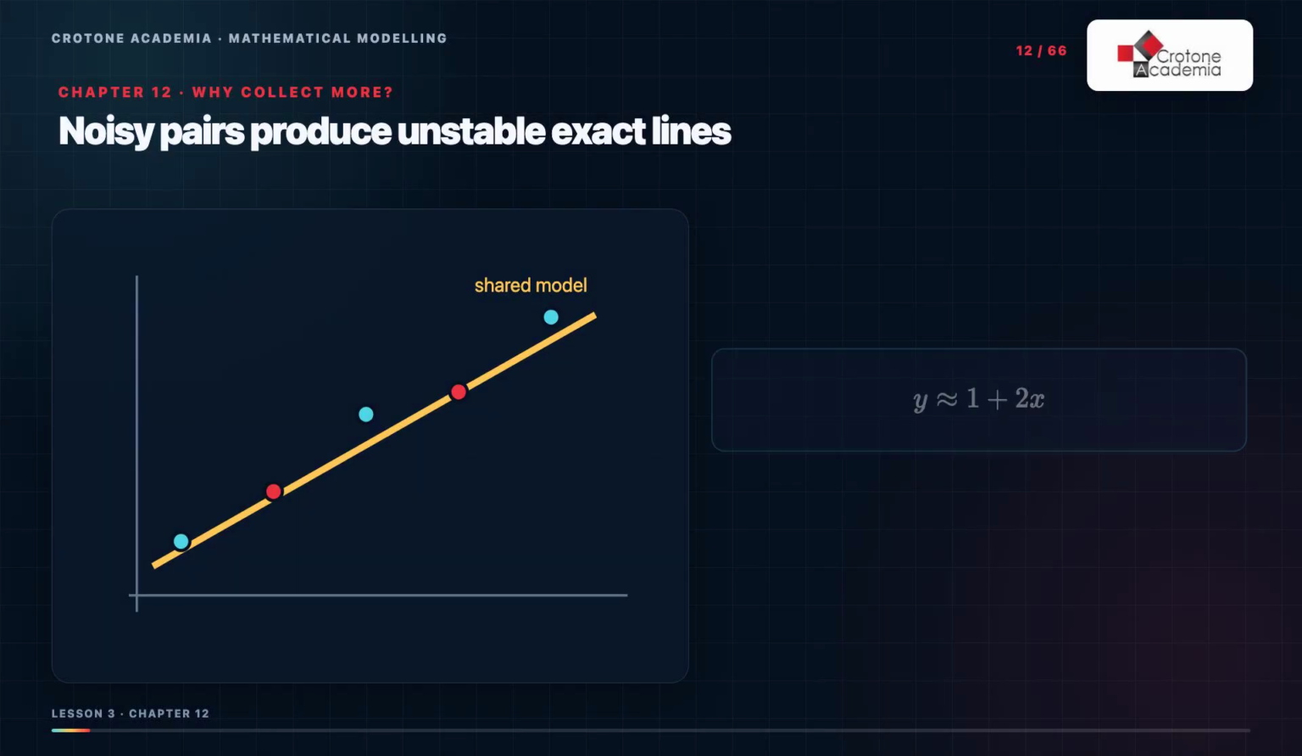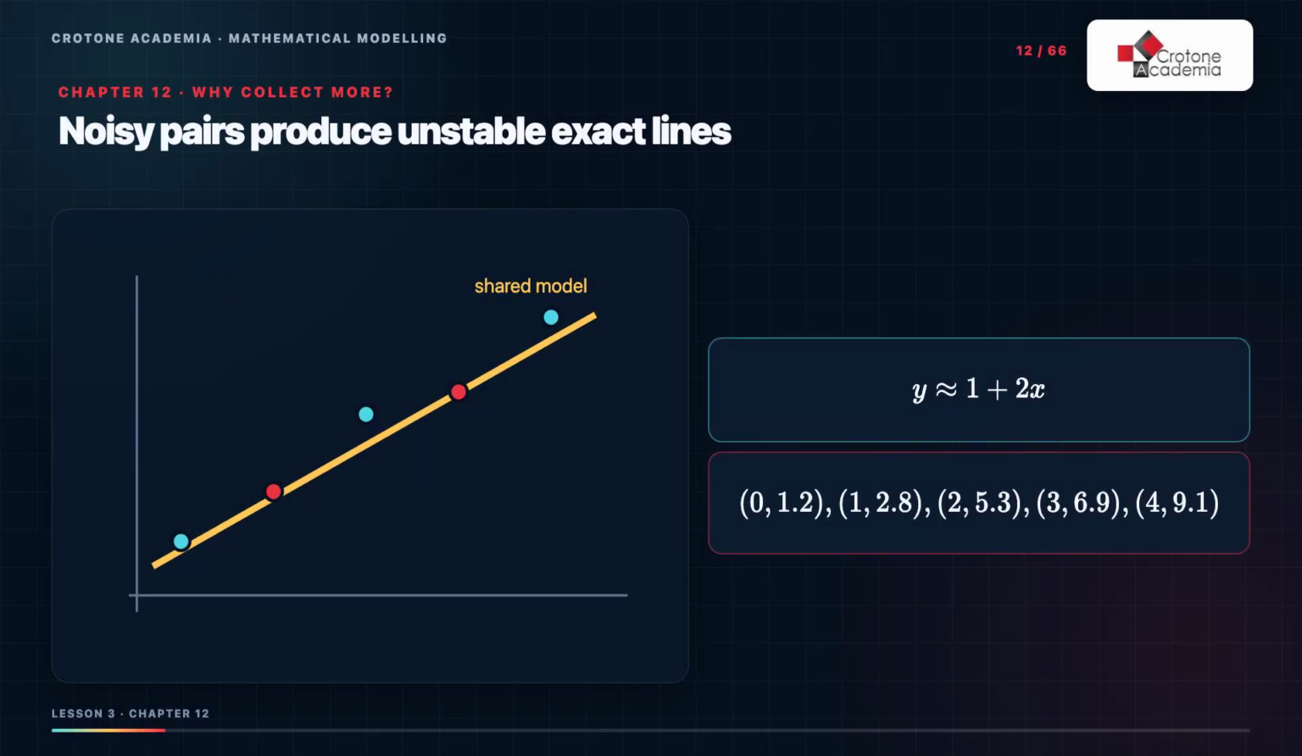With exact measurements, the minimum number of independent observations may be enough. With noise, trusting only the minimum is risky. Imagine 5 points near 1 plus 2x. A line through the first two differs from a line through the first and third, and differs again from a line through the last two. Each pair contains its own accidental errors. More informative observations let us combine evidence about the shared relationship rather than letting one noisy pair dominate.